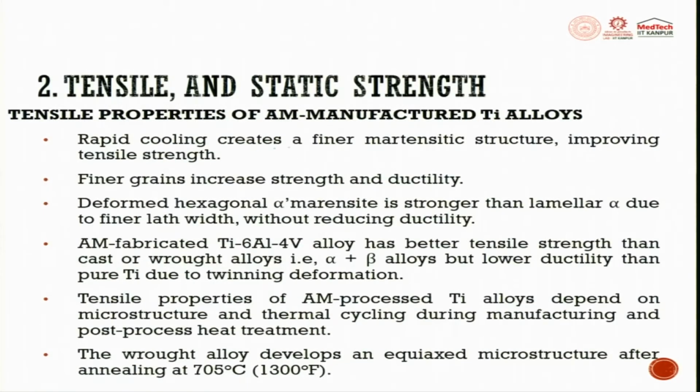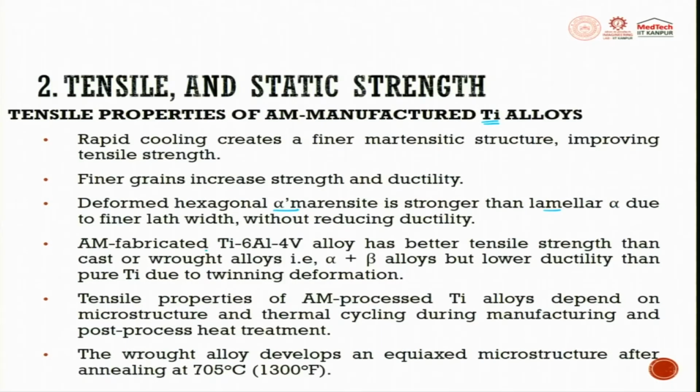The rapid cooling creates a finer martensitic structure, improving the tensile strength as far as TiAl alloys are concerned. Finer grains increase strength and ductility, the Hall-Petch effect. Deformed hexagonal alpha prime martensite is stronger than lamellar alpha due to finer lath width without reducing the ductility. All these things you will understand when you look into the phase diagram of Ti6Al4V. You will get the hexagonal alpha prime martensite, and lamellar alpha also.